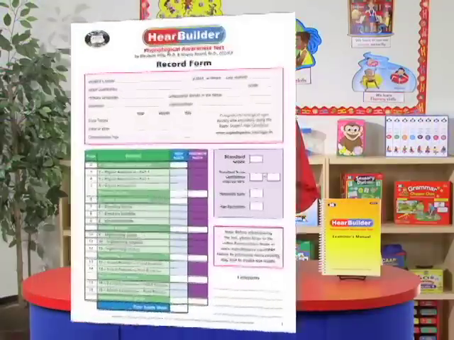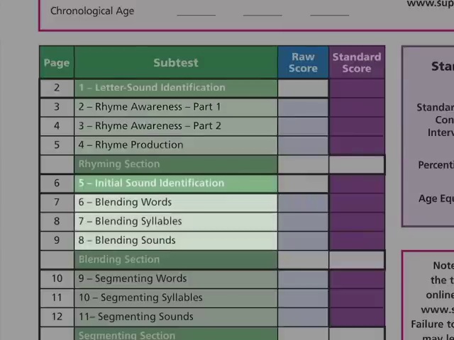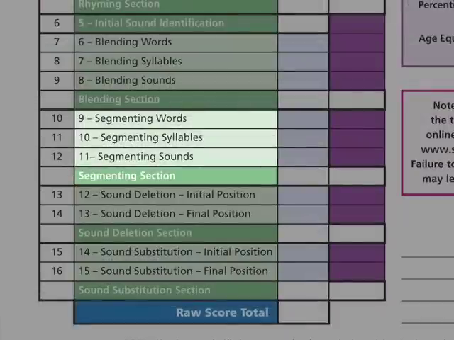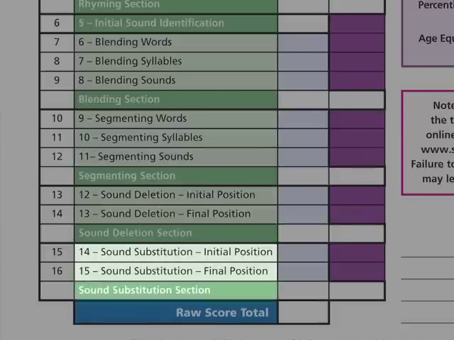The 15 subtests are going to include letter sound identification, rhyme awareness part 1, rhyme awareness part 2, rhyme production, initial sound identification, blending words, blending syllables, blending sounds, segmenting words, segmenting syllables, segmenting sounds, sound deletion in the initial position, sound deletion in the final position. And the last two subtests are sound substitution in the initial position and sound substitution in the final position.